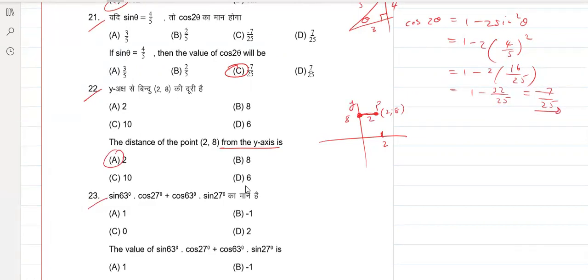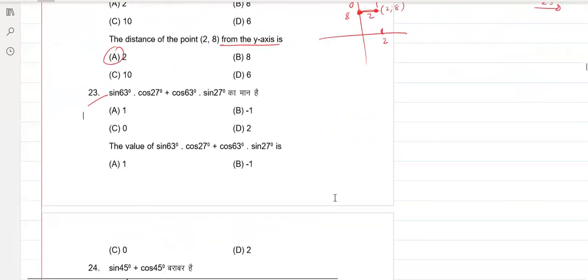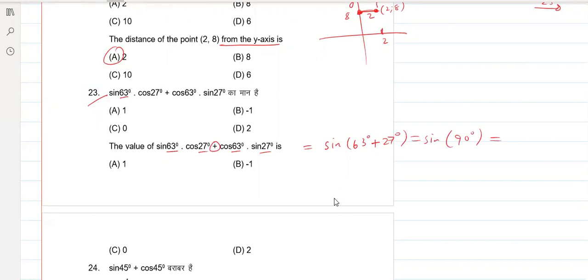Number 23. Question number 23, what we have is sine 63 and cos 60. Okay, sorry. Let's look at the English one. Sine 63, we have two angles, 63 and 27. So this is just basically, you can see, starts with sine, ends with sine, so it should be an expansion for sine. Sine of 63 degrees plus, look at this, plus 27 degrees. And this is just sine of 90 degrees, which is equal to 1.